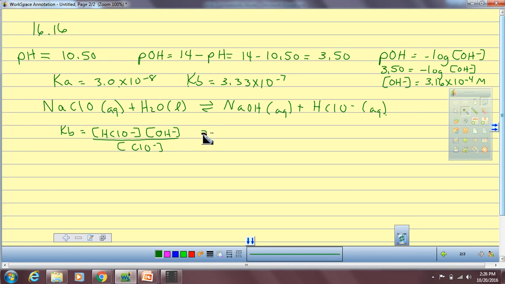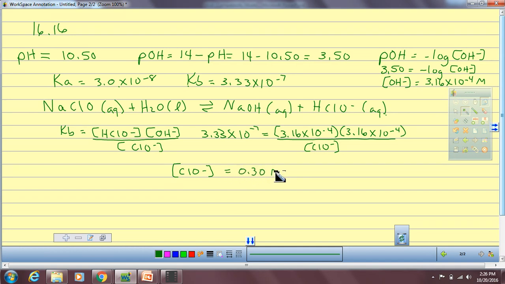So if our Kb is 3.33 times 10 to the negative 7, and we found that our OH concentration was 3.16 times 10 to the minus 4, we fill that in for HClO and for OH. And we can get our concentration for ClO minus, and we find that to be 0.30 molar.